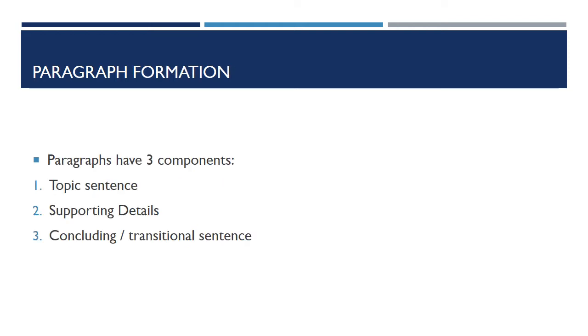Paragraphs have three sections or components. The first thing is the topic sentence. This is normally the first sentence of the paragraph, and it tells the reader exactly what this paragraph is going to be about. This is followed by supporting details, which explain the topic sentence in greater detail, and a concluding or transitional sentence finishes off the paragraph.